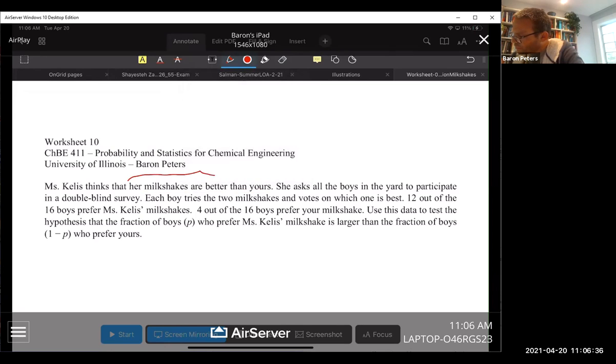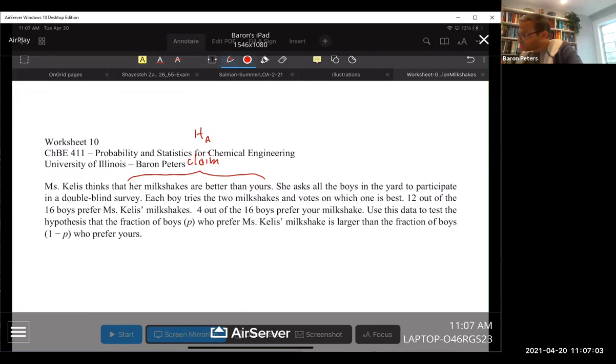Her milkshakes are better than yours. So this is the claim. Okay, and that's HA. We call it the alternative hypothesis, which might make no sense at this stage. Why do we have an alternative hypothesis when we haven't even talked about the basic one yet? This is the basic one, right? This is the one that, if you're Miss Keelis, you're setting out to show that this is true.